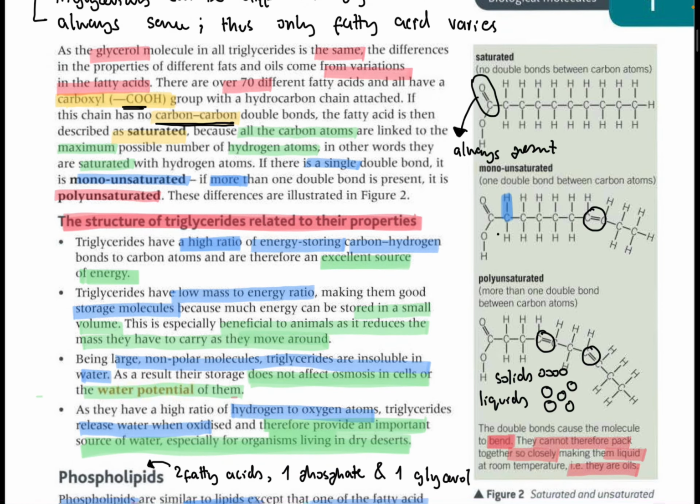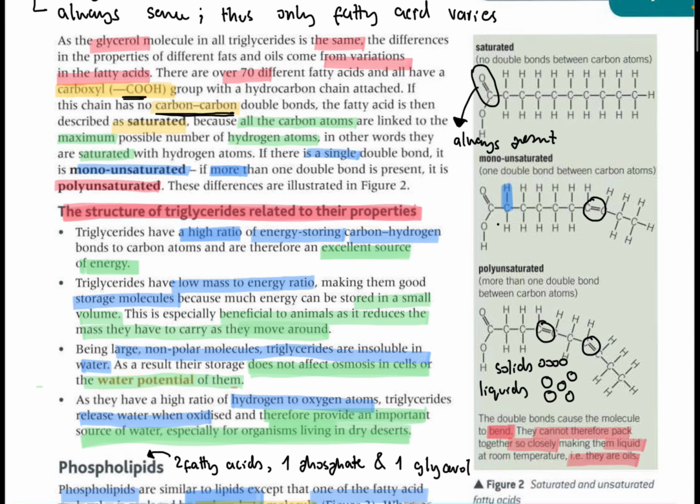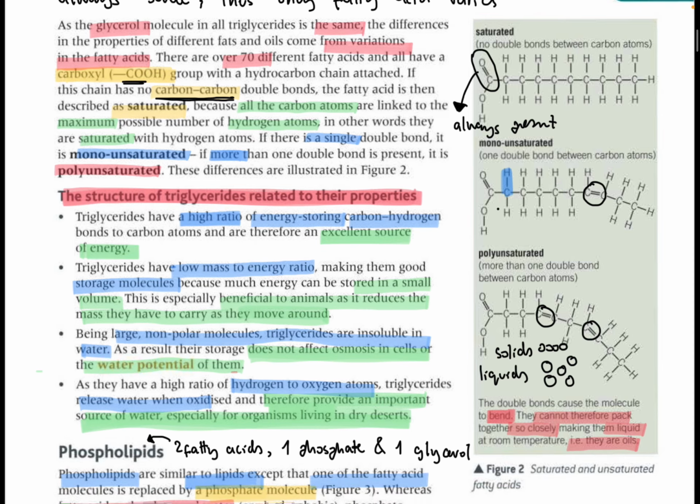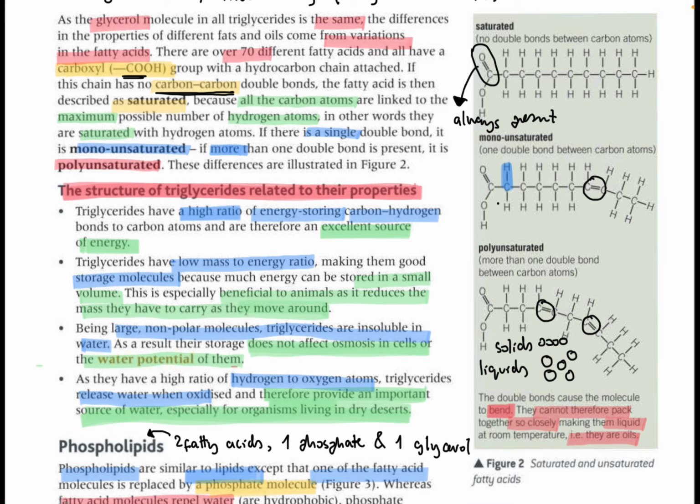There are 70 types of fatty acids, all ending with a carboxyl group. If it has a carbon-carbon double bond, then it is unsaturated, and if it doesn't have a carbon-carbon double bond, it's all single bonds and it's saturated. One double bond is monounsaturated, multiple is poly, pretty straightforward. And so yeah, again, pretty straightforward.